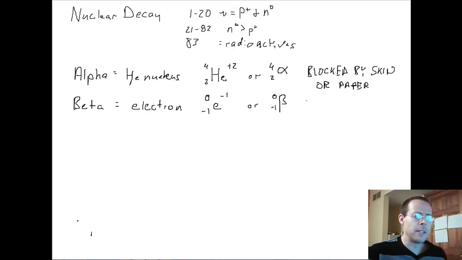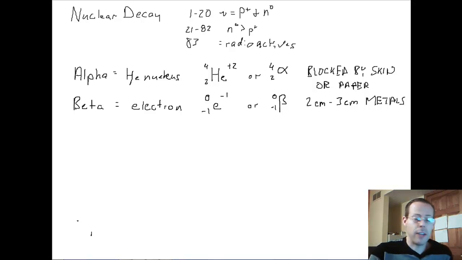These typically can penetrate most things that are about 2 centimeters thick, so 2 centimeters to 3 centimeters. They can go through metals, 2 to 3 centimeter metals, is what we might say. Lead does a pretty good job of blocking beta rays just because lead is so dense. But otherwise, it goes through skin, goes through pretty much everything. And then the last particle is gamma rays, or gamma particles.